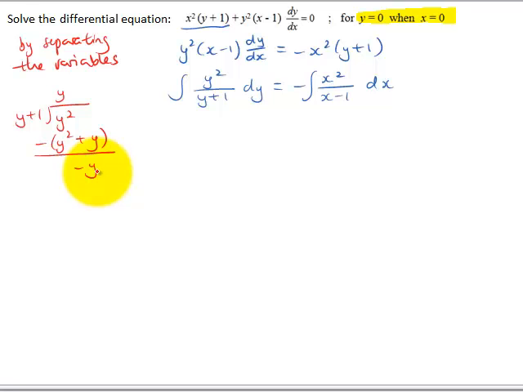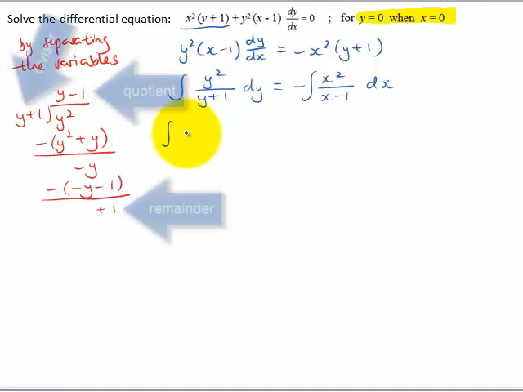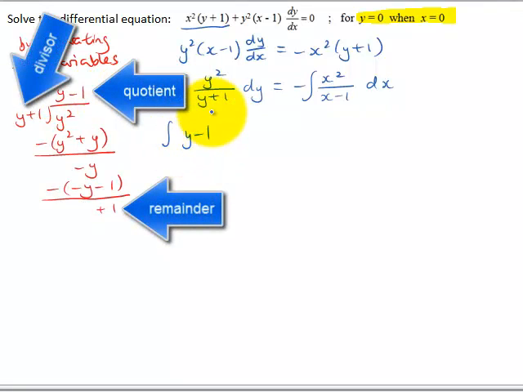Continue again. Negative y divided by y gives you negative 1. Now negative 1 multiplied by y plus 1 gives negative y minus 1. So take this minus this. Negative y minus negative y cancels out, so I'm left with positive 1. So now I can rewrite this improper rational expression as this whole quotient plus the remainder divided by the divisor.